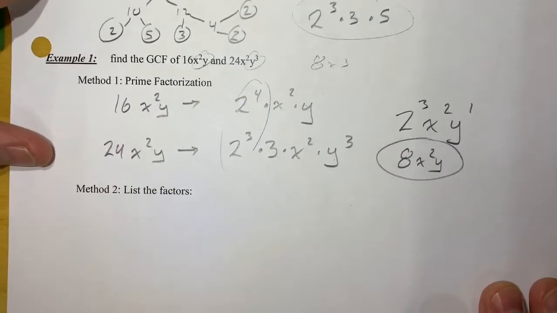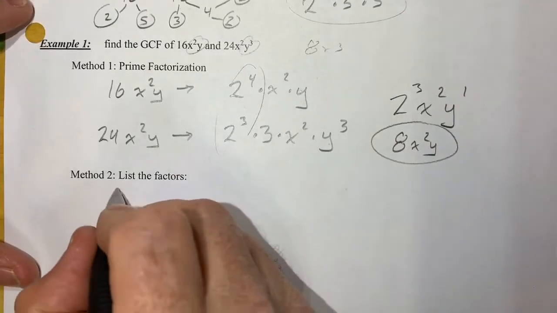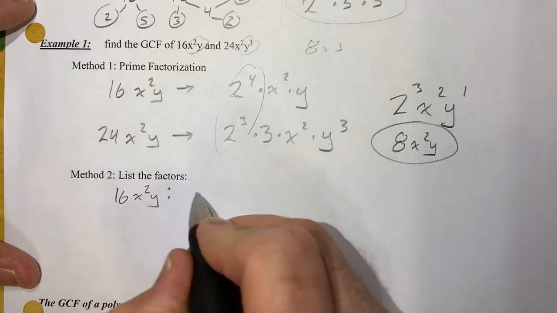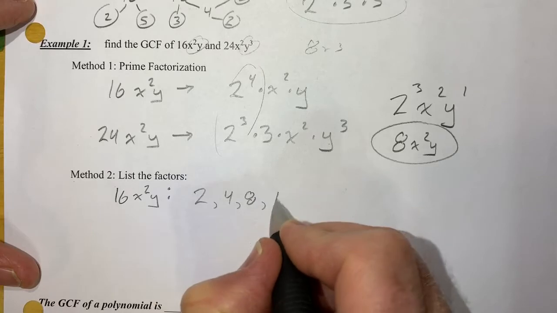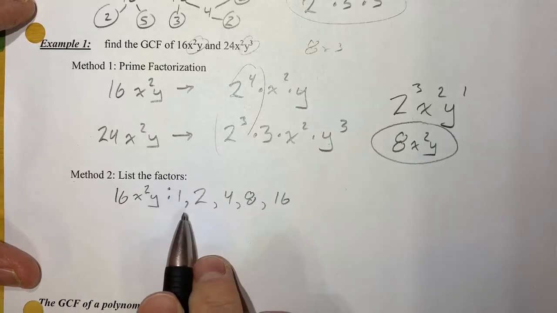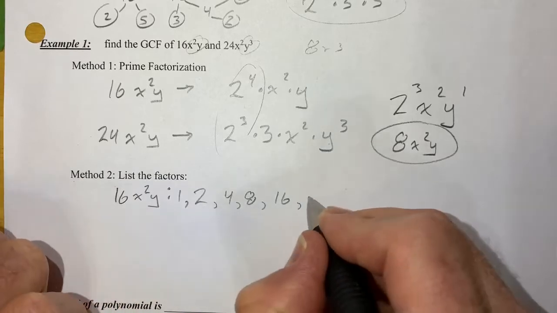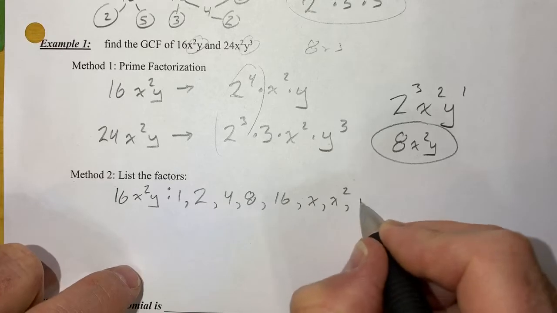We could also list out the different factors, like all the different numbers that'll divide into 16x squared y. Well, what are all the different factors? 2 divides in, so does 4, so does 8, so does 16, well, 1, but 1's not going to be the greatest. 1 times 16, 2 times 8. And there's also x will divide in, and there's x squared. X squared is also a factor, and y.